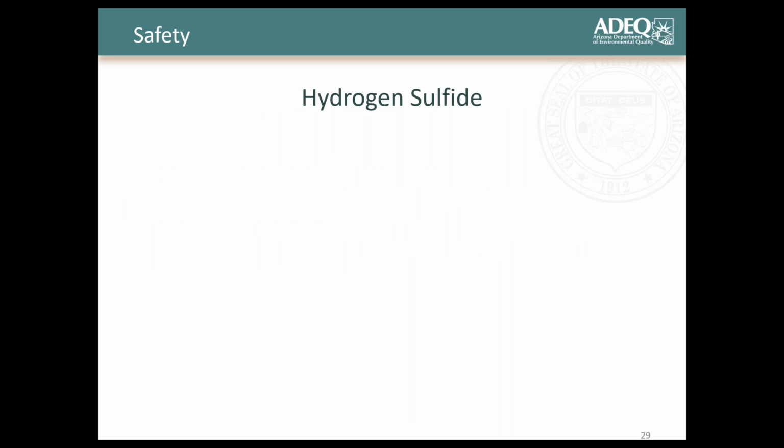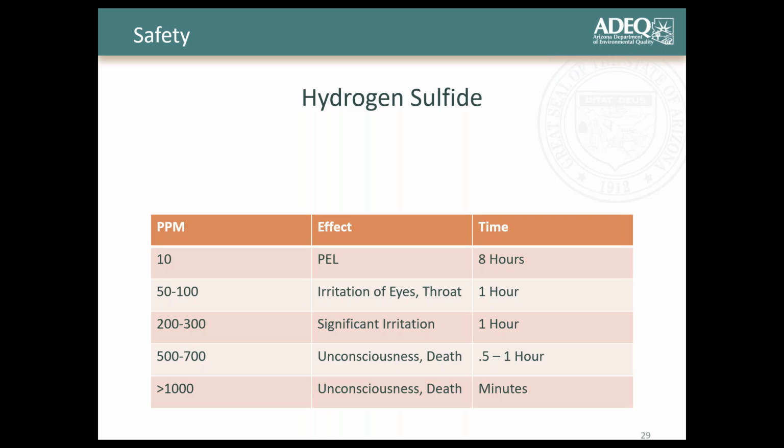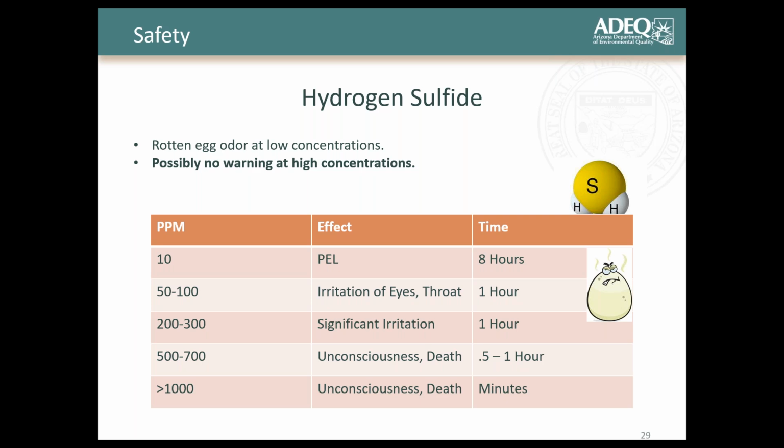We're really just going through all the things you'll see on your typical gas detector. Hydrogen sulfide has a rotten egg odor at low concentrations, and many of us in the industry have heard that a lot. But keep in mind that at higher concentrations, there possibly will not be any warning of hydrogen sulfide in your area. That's why it's important to have your gas detector nearby. I added this chart so you can see the impacts of hydrogen sulfide and how long it takes to make an impact.